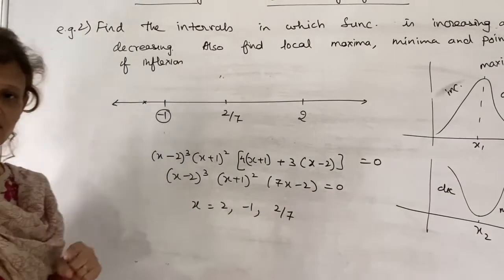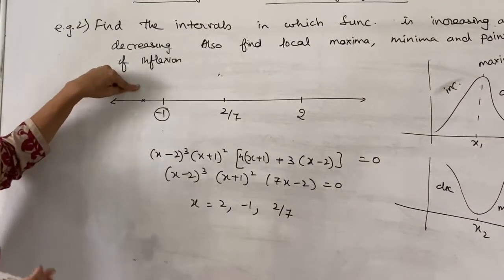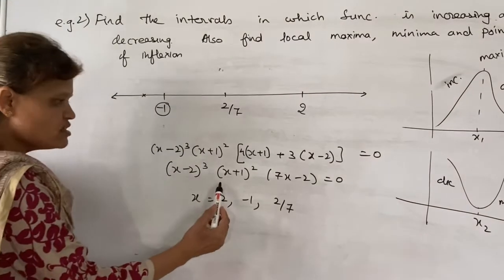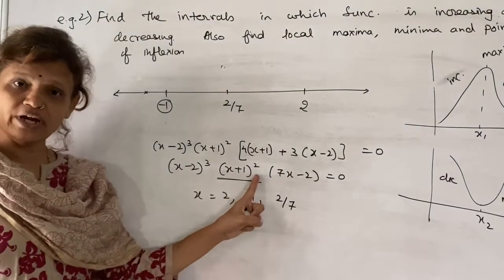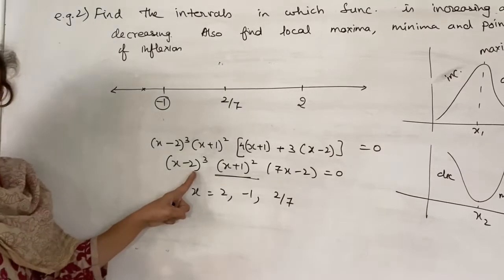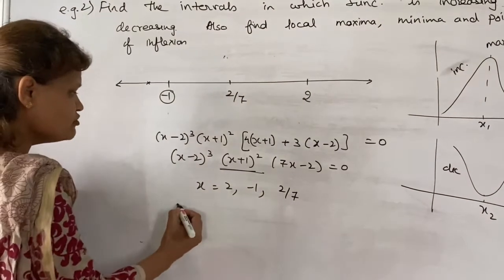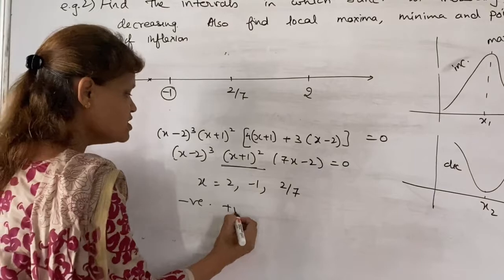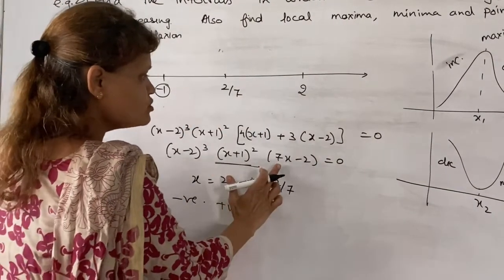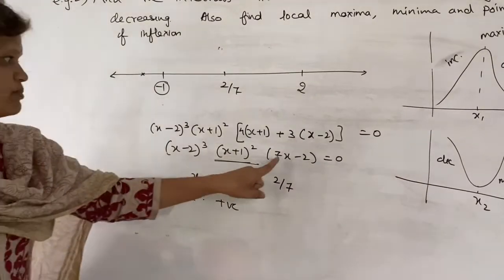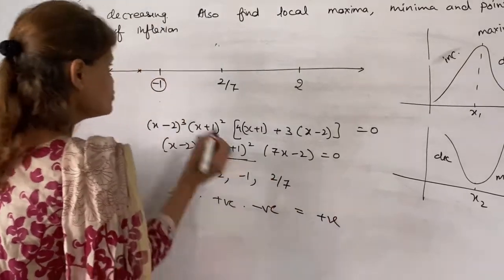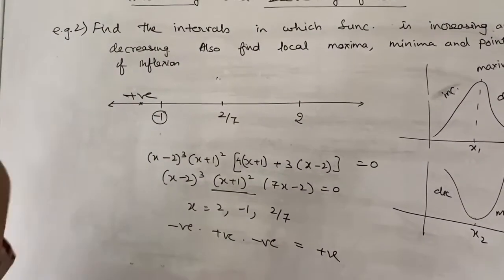This is our f dash x, and we will see whether it is positive or negative. Now suppose we consider -2. If we substitute -2, whatever point we substitute here, as this is a square term, this will be positive only. This will be a cube, so this is -2 cubed. Cube of a negative number is negative, so this will be negative. The second term will give positive, and -2 into 7, that will be negative, so this is also negative. So negative into negative, positive. So in this interval we are going to get positive.